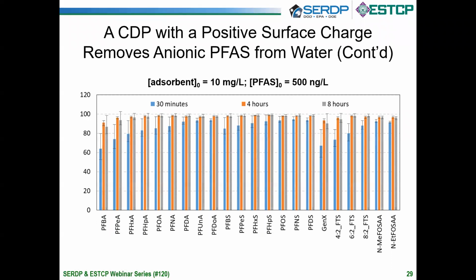The data also show that equilibrium was attained sometime between 30 minutes and 4 hours, and equilibrium removal was greater than 90% for all 22 PFAS that we studied here. Notably, this includes PFBA and PFBS, which are short-chain perfluoroalkyl acids that are difficult to remove with conventional adsorbents.